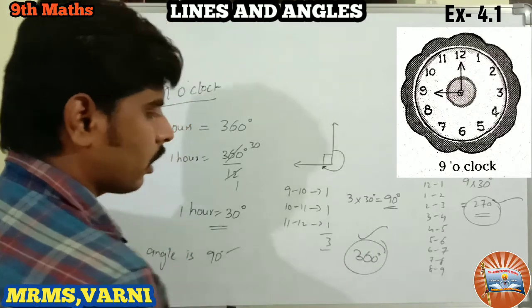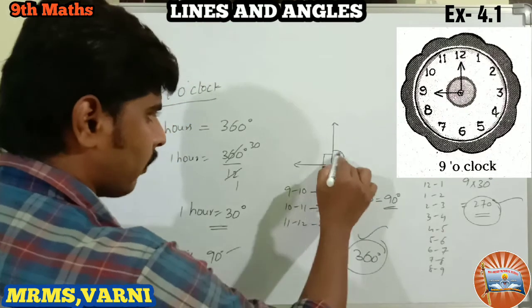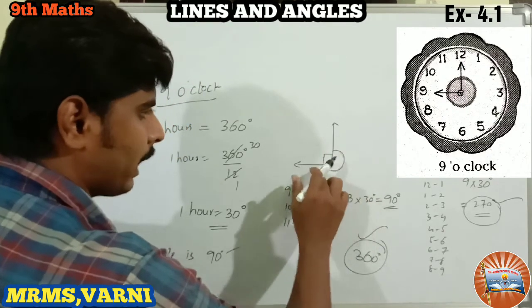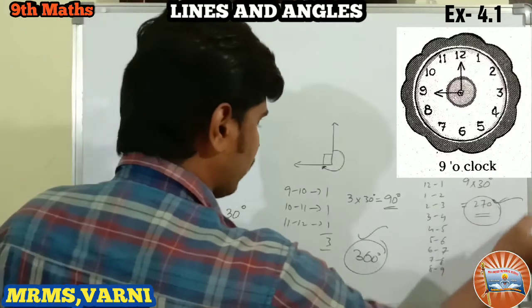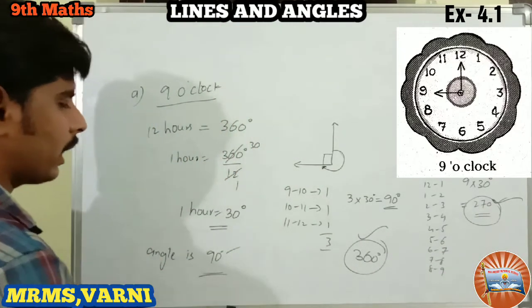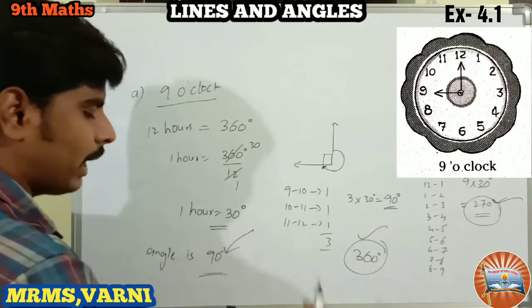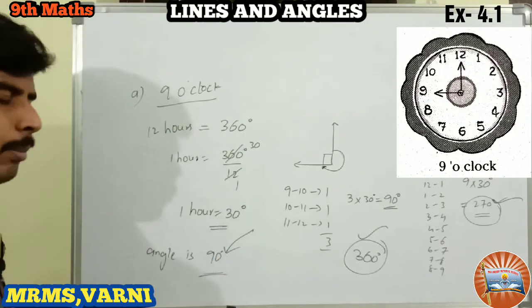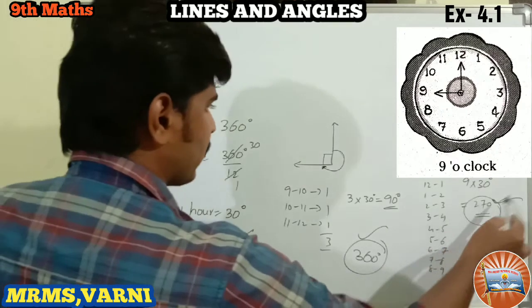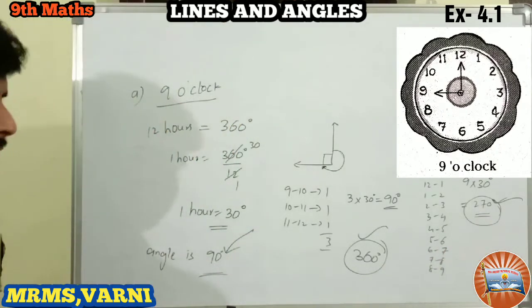This is called a reflex angle. The reflex angle is 270 degrees and the normal angle is 90 degrees. Most of the time we consider only the normal angle, 90 degrees. In particular cases we take the reflex angle. What is the second question?